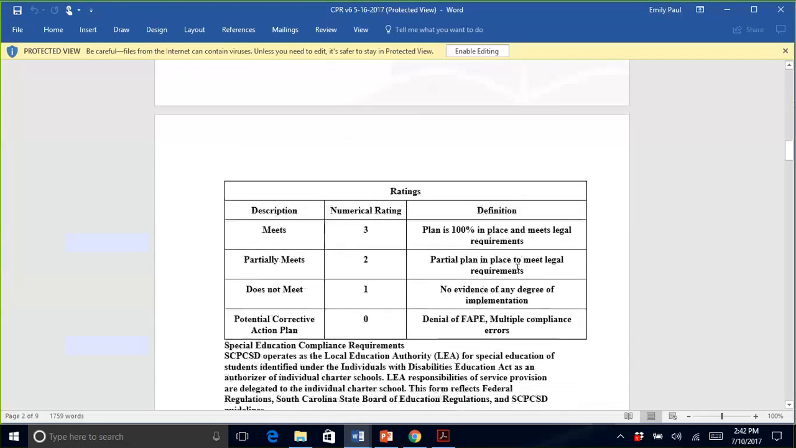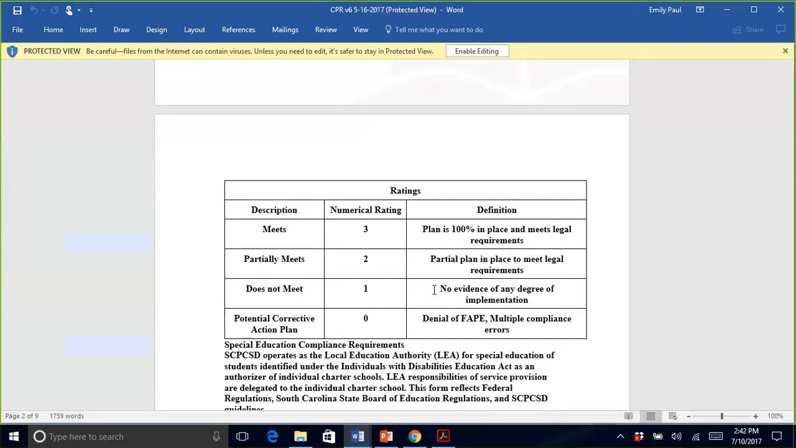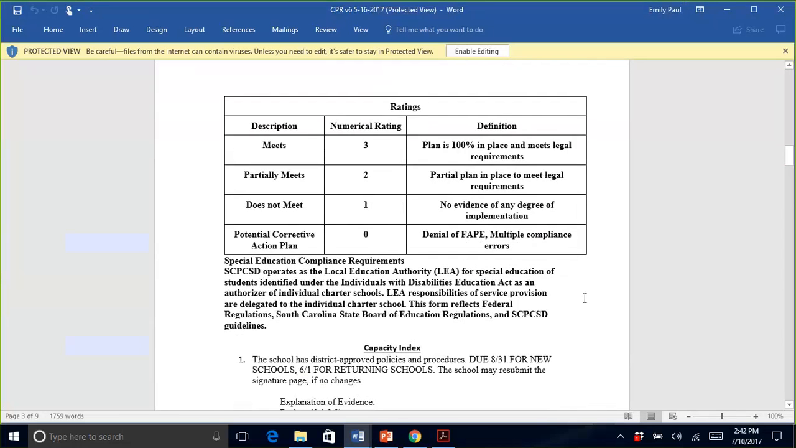And then these are the ratings. So instead of a 0, 1, or 2, now we've got 0 through 3. So a 0 would be potential corrective action plan. There was a denial of FAPE involved and multiple compliance errors on that item. So you would get a 0. A 1 would be no evidence of any degree of implementation. So you might have a system in place, but you're not using it. A 2 would be a partial plan in place to meet legal requirements, but you're not meeting all legal requirements. And then a 3 would be the plan is 100% in place and meets legal requirements. So that is what you're aiming for, a 3 on everything.